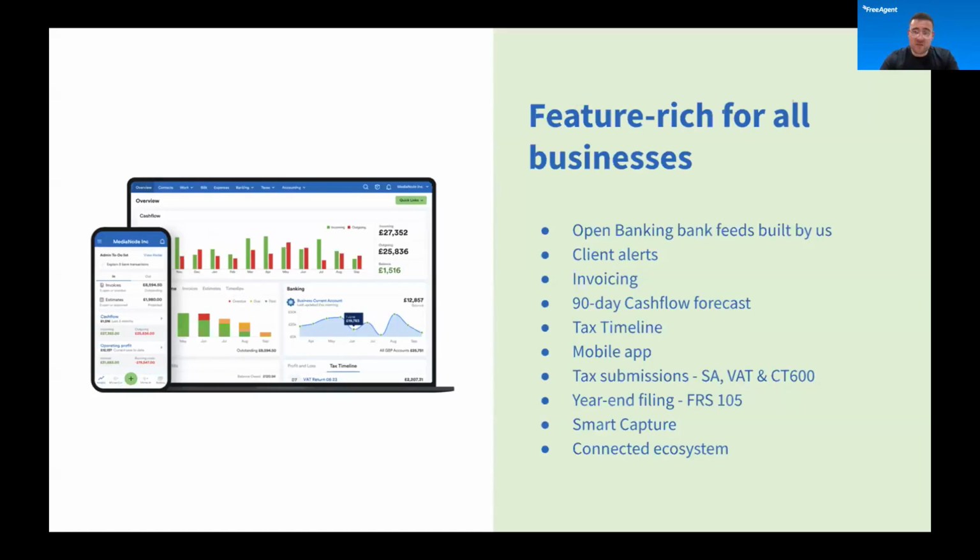We now have tax submissions for self-assessment, VAT, CT600, and FRS 105 end of year filing. And something that we've recently brought out is something called Smart Capture, which we'd be more than happy to demonstrate to you later on, or if you choose to become a partner, then you also get discounts onto that to help your clients out and help your practice workflow as well. And we'll touch on the connected ecosystem shortly.